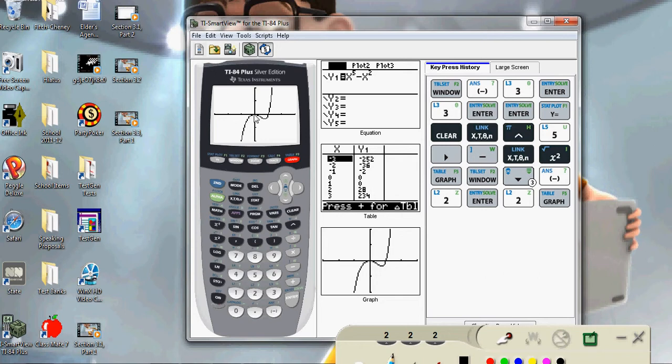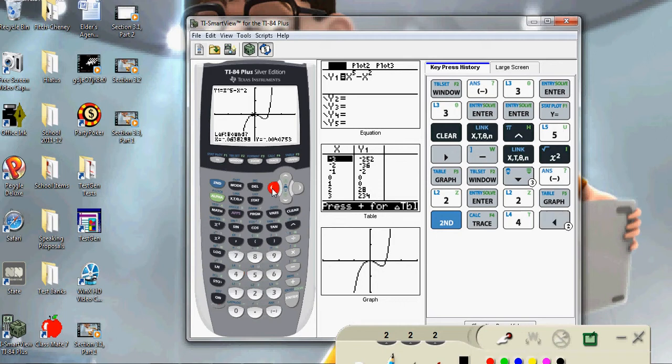So how would we find this maximum right here? Well, that's a calculate problem. So it's going to be second, calculate. And you look at option number 4, maximum. So I'm going to hit number 4 to get the maximum. And just like any other guessing, it asks for a left bound, a right bound, and a guess.